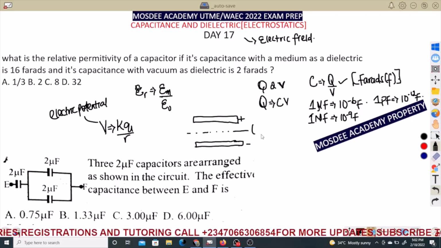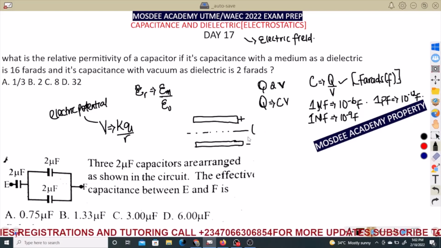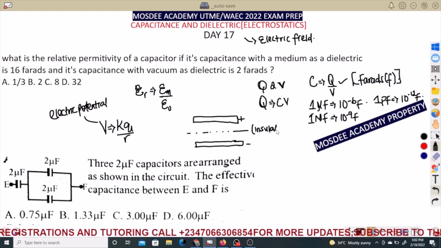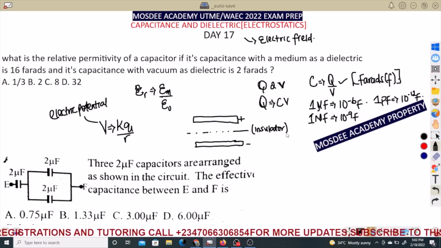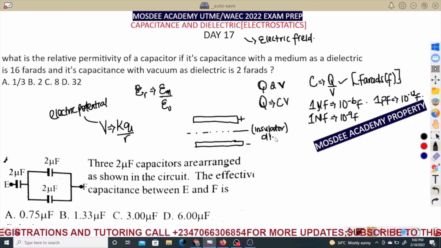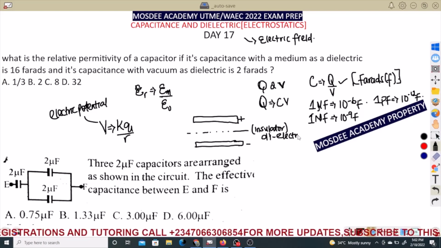In the advanced level class, we have a lot of things which we talk about, like classifying capacitors. For now, I'm limiting myself to what you are going to face in your examination. So when conductors are separated by an insulator, this insulator or insulated body is called a dielectric, which is what we are talking about now.